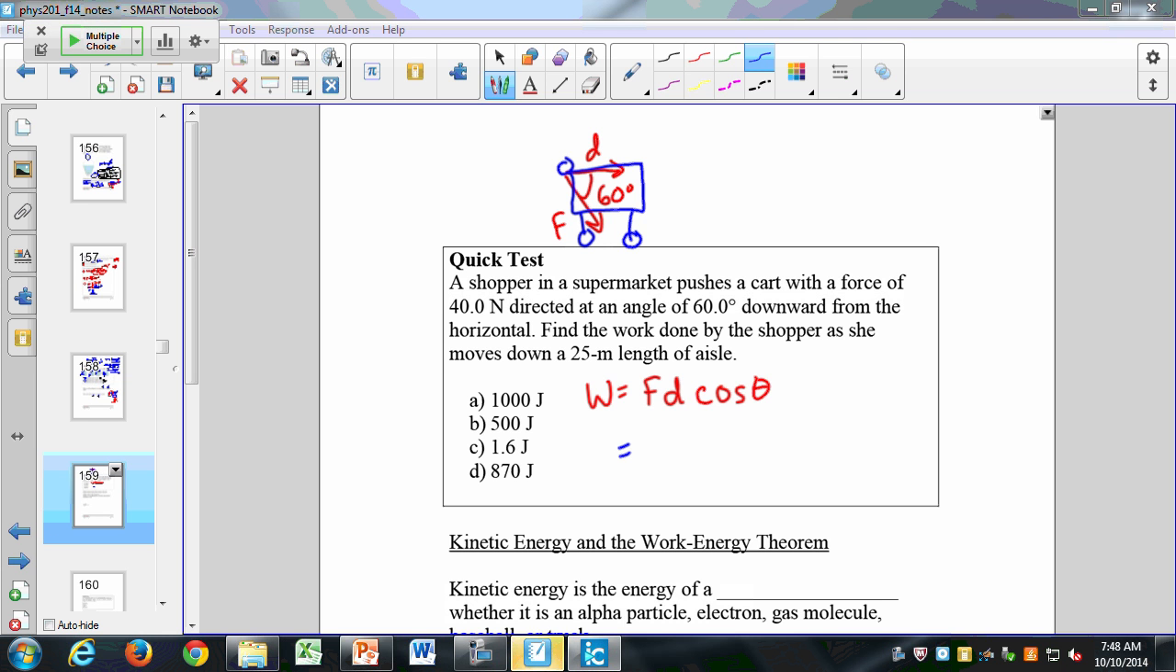I have a force of 40 newtons, a displacement of 25 meters, and cosine of 60. It's the angle between them. That's 1,000 times a half. That's 500 newtons. Or excuse me, 500 joules or 500 newton meters.